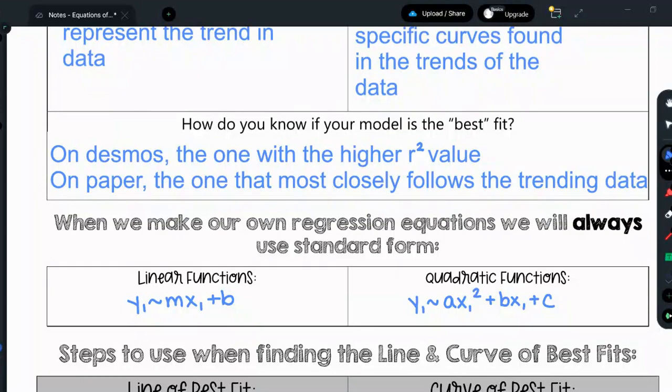But beyond that, we've seen that before because we've seen y equals mx plus b. And we just worked with quadratics, which was y equals ax squared plus bx plus c. Those were the standard forms of each of those functions that we've seen before. We just have to add 1 to the x's, 1 to the y's, little subscript ones, and we have to put an approximation symbol instead of an equal sign.